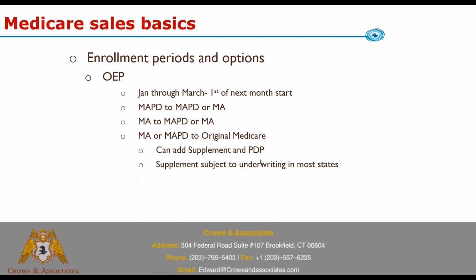The OEP. During the OEP, which runs January 1st through March, somebody can make a couple different changes. They can switch from one Advantage plan to another, or they can go from an Advantage plan back to original Medicare, a supplement, and drug plan. Again, subject to underwriting on the supplement in underwritten states. But that's what they can do during OEP, and they can only make one change January through March, and it kicks in the first of the next month.